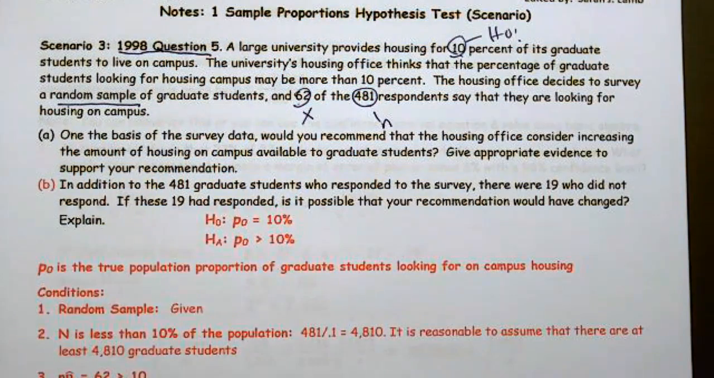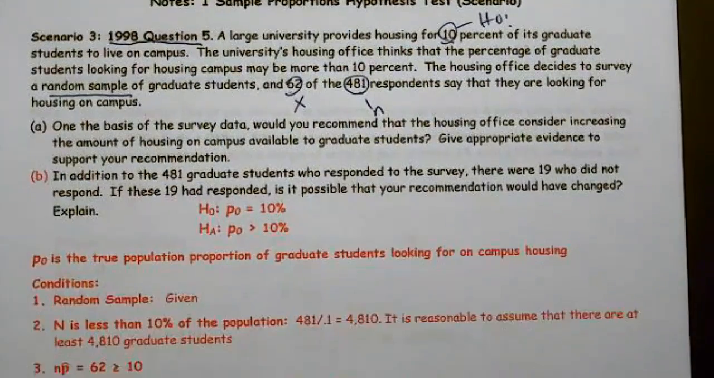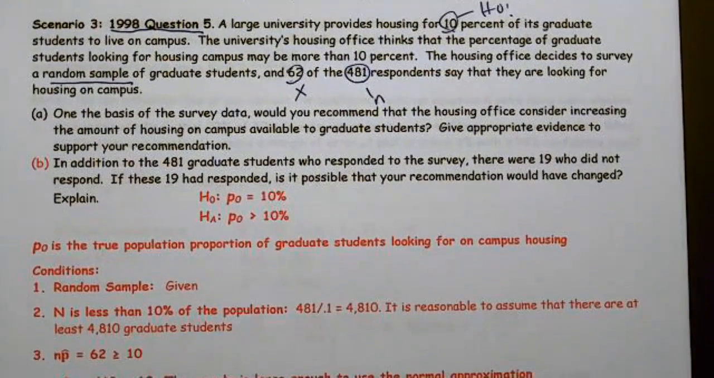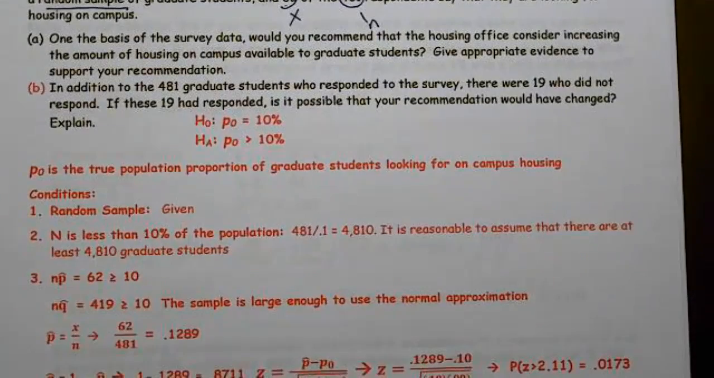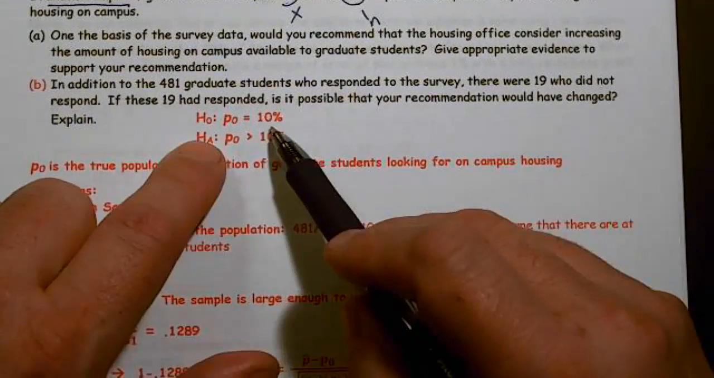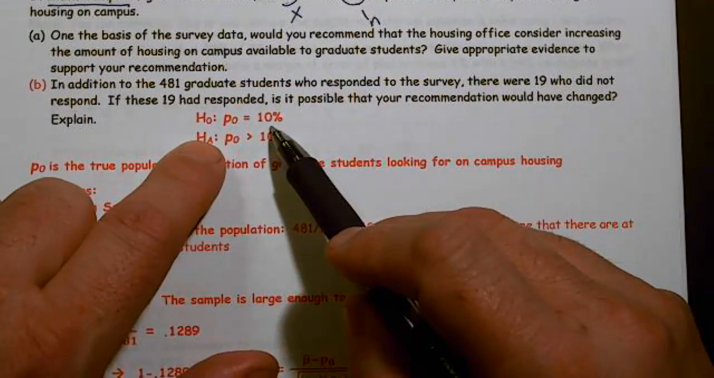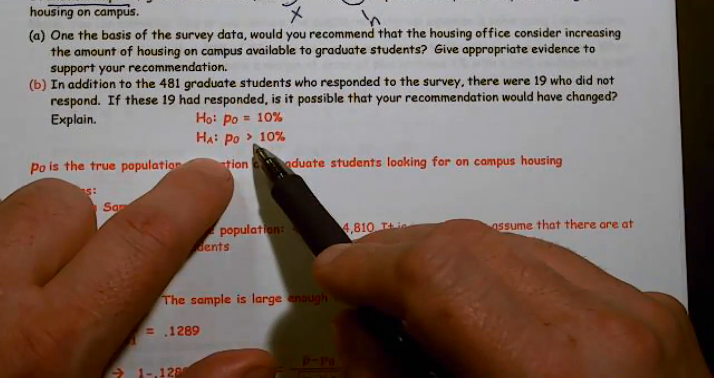On the basis of the survey, would you recommend the housing office consider increasing the amount of housing on campus available to graduate students? Give appropriate evidence to support your recommendation. So we'll do part A first. So it says, part A, our claim was the 10% we're looking, but we're concerned that it's greater than 10%.